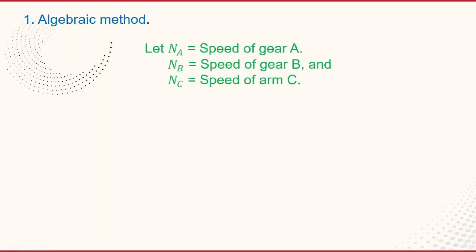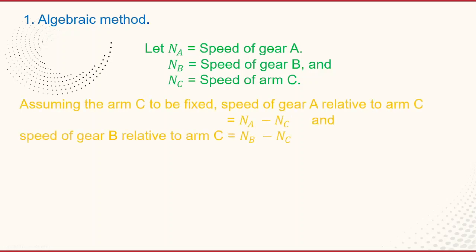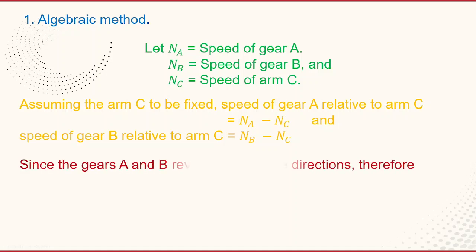So, in the algebraic method, let us first define NA as the speed of gear A, NB as the speed of gear B, and NC as the speed of arm C. First, assuming that arm C is fixed, the speed of gear A relative to arm C is NA minus NC, and the speed of gear B relative to arm C is NB minus NC.